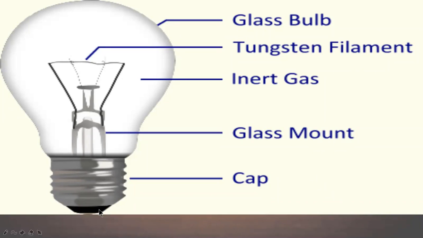This is the portion we insert inside the socket, and when you switch on the bulb, electric current passes through the cap and glass mount, and goes to the tungsten filament. This tungsten filament wire becomes hot, and due to the heat, the molecules of the inert gas move very fast, and due to this movement, the bulb glows.